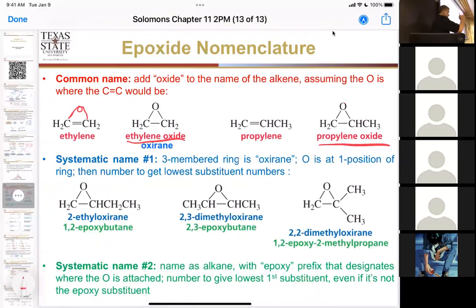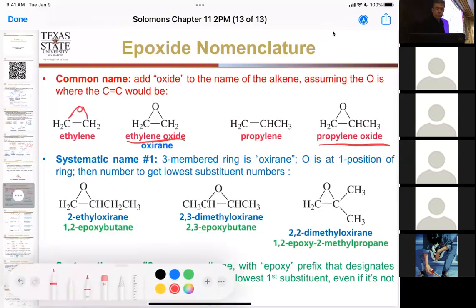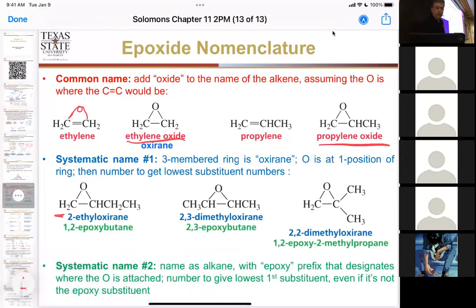Okay, the first kind of systematic naming system is we're going to use the name oxirane. Okay, and when we use the name oxirane, you must start numbering from the oxygen. If you see oxirane, you must start numbering from the oxygen. So let's use that. I'm going to switch over to blue because that's the naming.